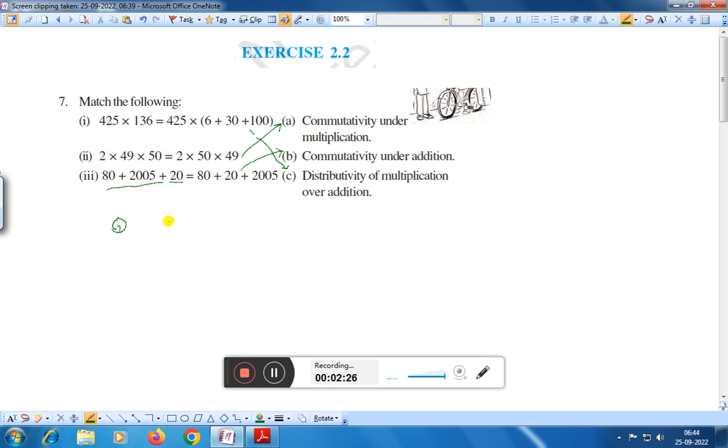Distributivity of multiplication over addition is A into B plus C is equal to A into B plus A into C. This is distributivity of multiplication over addition.